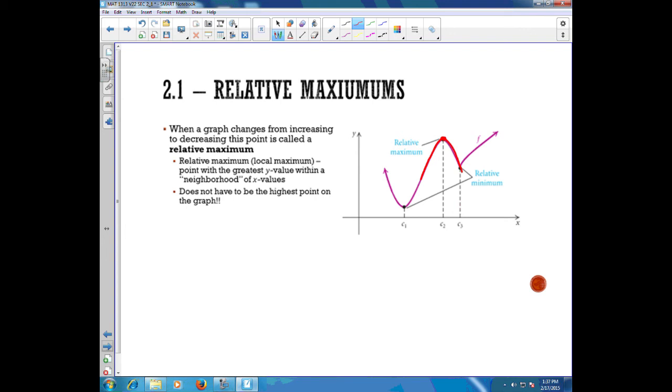This does not need to be the highest point on the graph. It just needs to be the highest point relative to the points nearby.